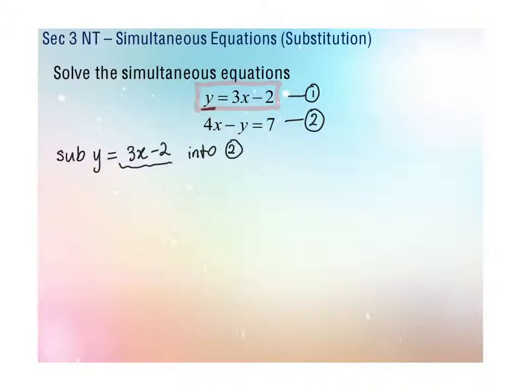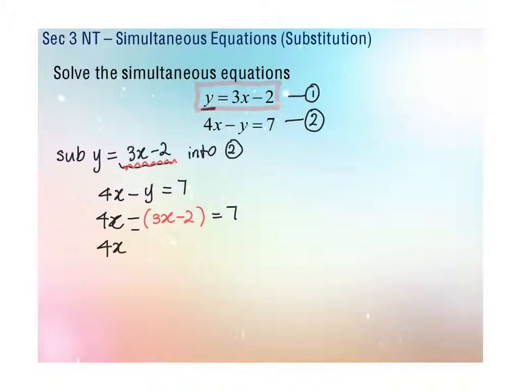So equation 2 is 4x minus y equals 7. What are we going to do now? The moment we see y, we will change it to bracket 3x minus 2, and then followed by the rest of the equation equals 7. And this one will be 4x. Now we need to expand out the bracket.